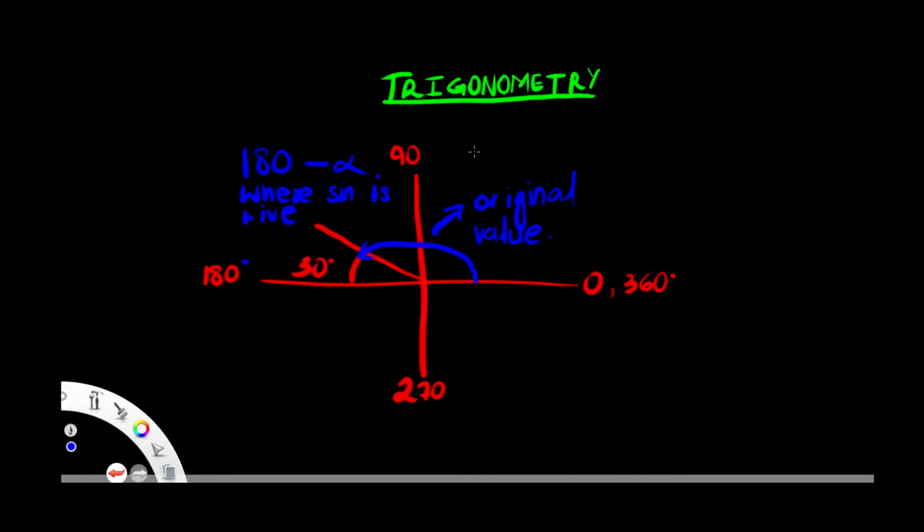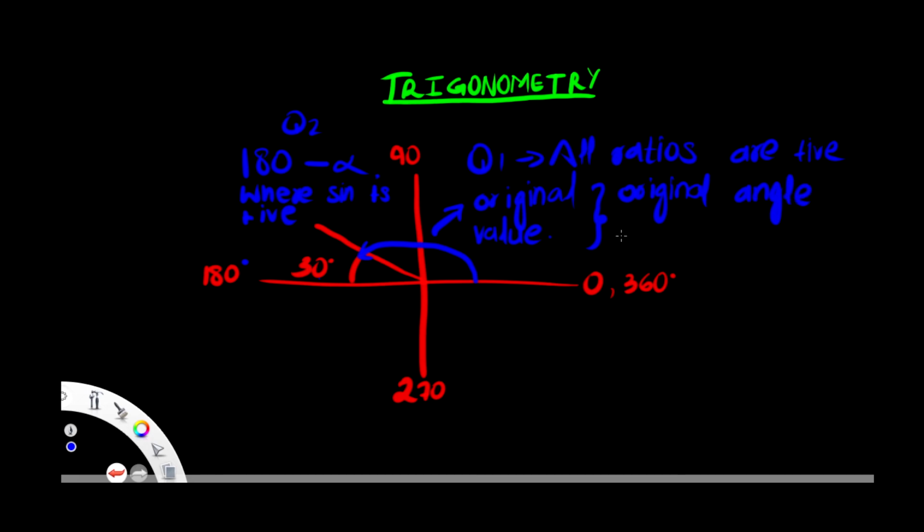Similarly, in the first quadrant, which is Q1, this was Q2, here all ratios are positive. Furthermore, in this quadrant, the original angle is the same as the basic angle. So we do not subtract, add, or do anything. We simply say that the original angle is the same as the base angle. So I'm going to denote it with alpha, the base angle.